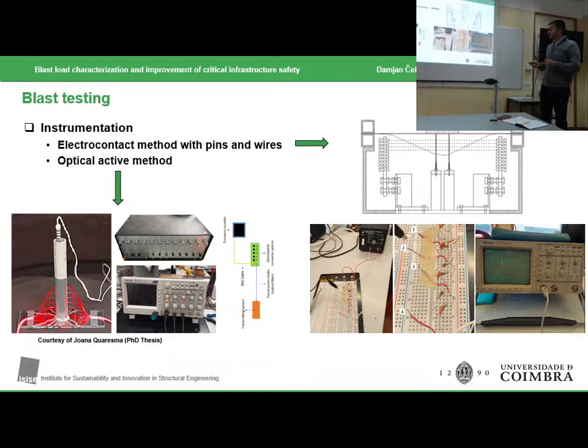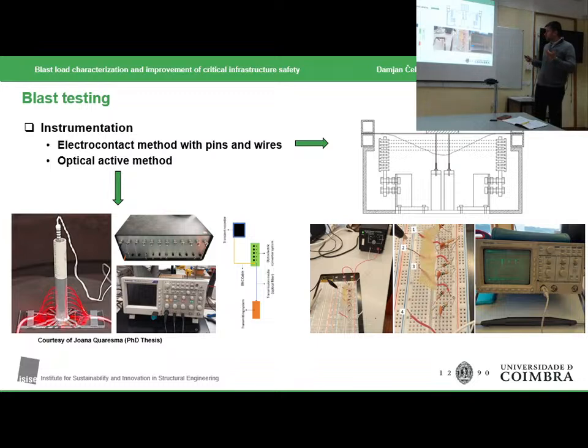For this purpose, we thought of electrocontact method with pins and wires, and also about adapting optical active method developed by a colleague, Jana Karezma, from mechanical department. Her technique was used for study of very high velocities. So she was analyzing detonation of explosive charges and detonation propagation within this cylinder. So the velocities here are in thousands of kilometers per second, and here we expect an order of magnitude less, around 100 to 200 meters per second.